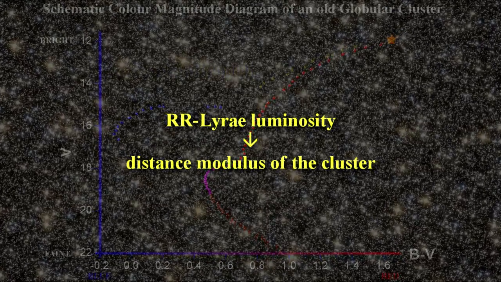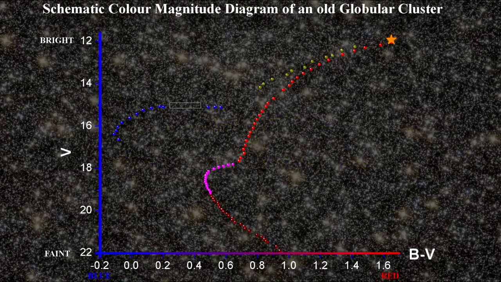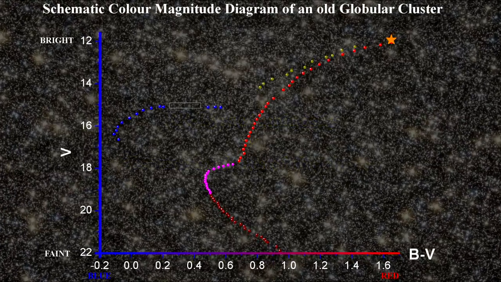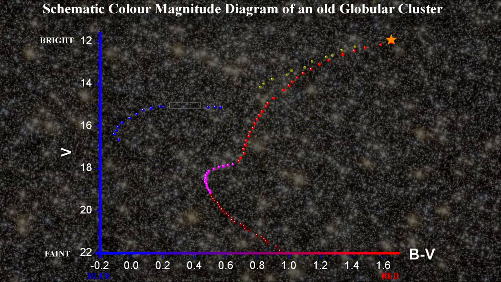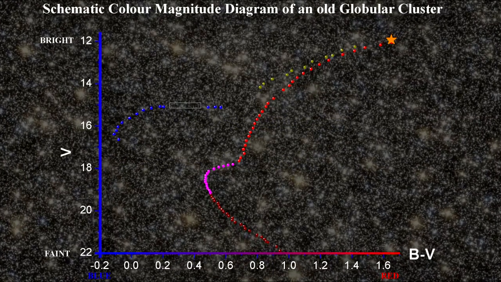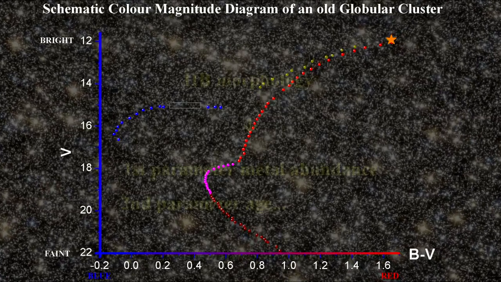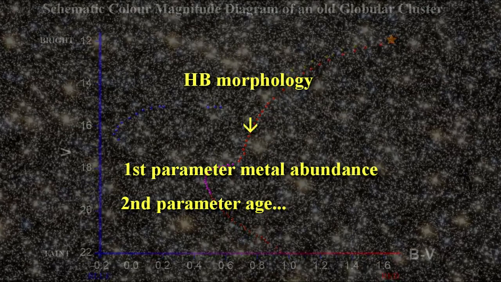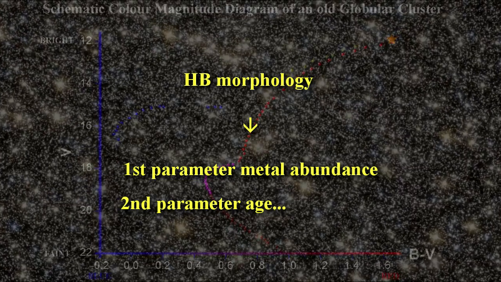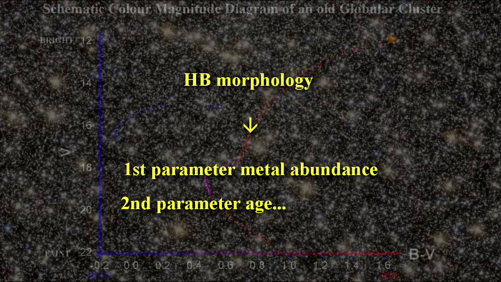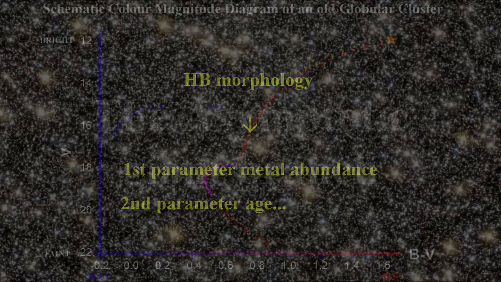The morphology of the horizontal branch of globular clusters varies. There are clusters with a stubby red horizontal branch, with or without RR Lyraes, clusters with both a blue and red branch, others with only a blue branch, with or without an extended downward blue tail. We now know that the main parameter determining the morphology of the horizontal branch is metal abundance, and a second important parameter is age, although other factors are also at play.